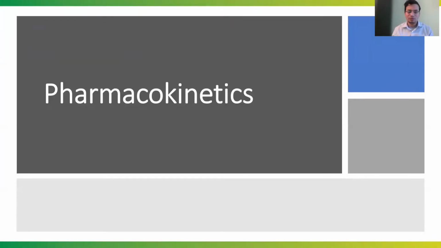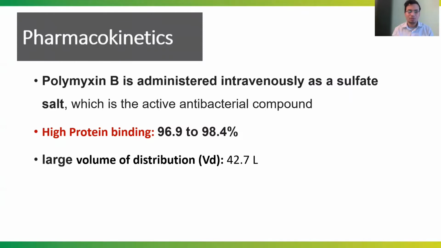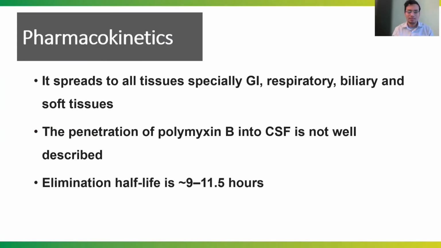Despite wide clinical use, the understanding of the pharmacokinetics of polymyxin B has not been very great. Polymyxin B is administered intravenously as a sulfate salt, which is an active compound and has high protein binding and a large volume of distribution of about 42 liters. After IV injection, it spreads very fast and well to all tissues, especially GI, respiratory, biliary, and soft tissues. However, the penetration of polymyxin B into CSF is not well described.